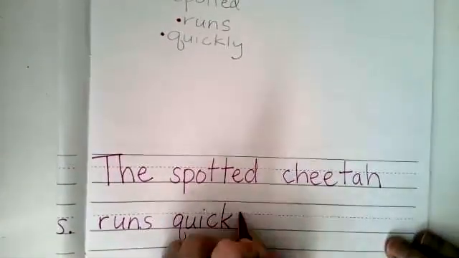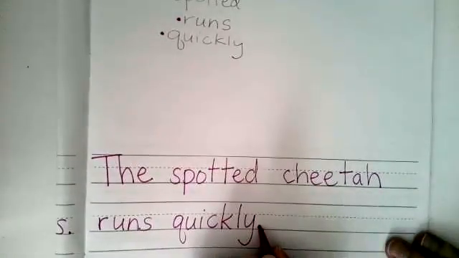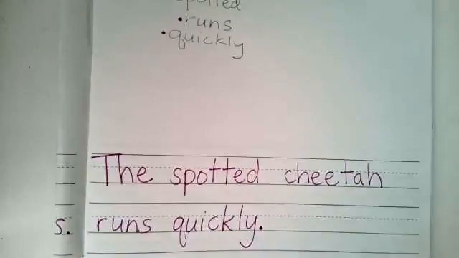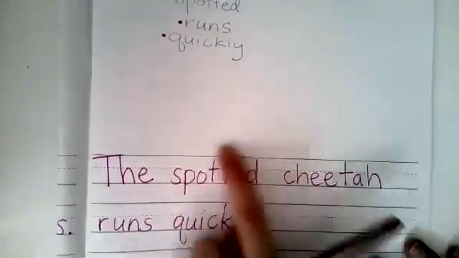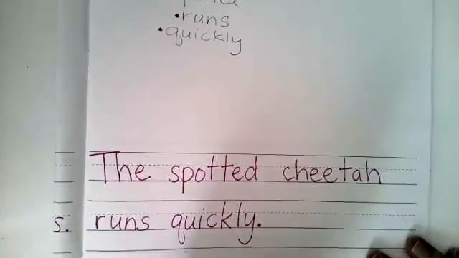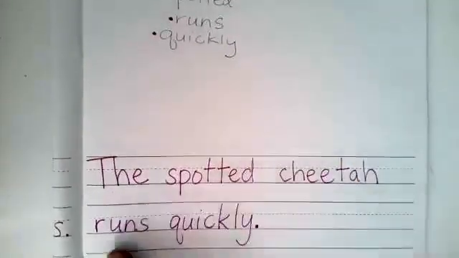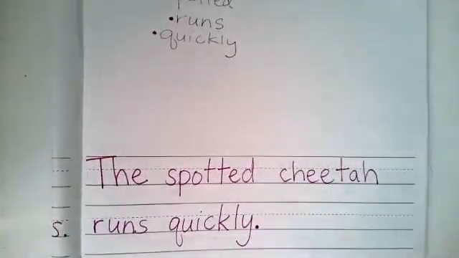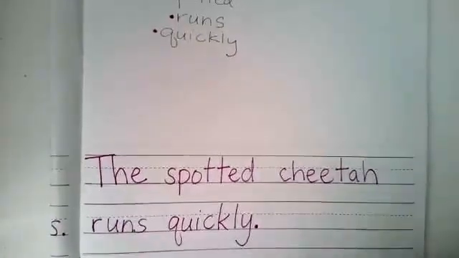When we're using these describing words, boys and girls, we call that adjectives. Adjectives describe a noun. So a noun is the cheetah, and the adjective is spotted. That's what that cheetah looks like. The spotted cheetah runs quickly. That sounds so much better than if I just wrote the cheetah runs, right?